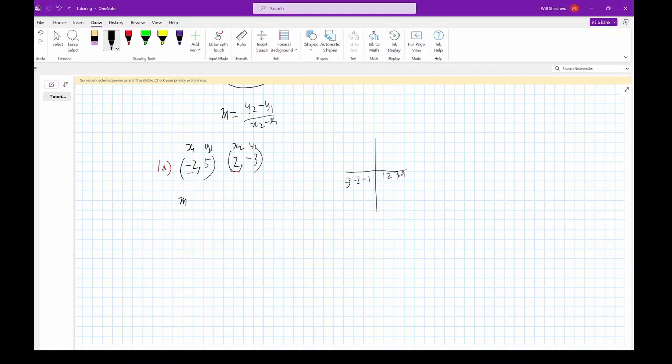It is, of course, m equals y2 minus y1 over x2 minus x1. And so in this case, we just sub it in. So we've got negative 3 minus 5 over, then we've got 2 minus negative 2, right? Because this is a negative, and the formula is minus, so we have to put in a negative there. All right, and then, what is negative 3 minus 5?